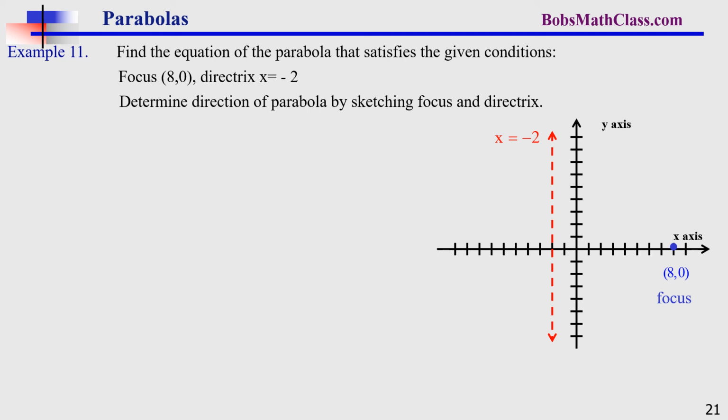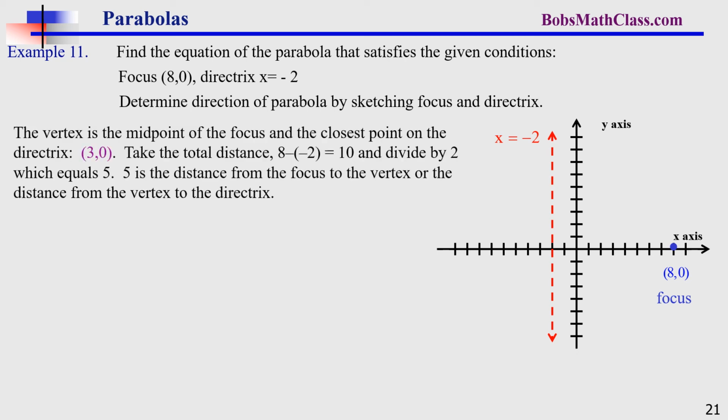And we need to find the midpoint between negative 2 and 8. Let's see, what's the distance from negative 2 to 8? It's 10 units, right? So half of 10 is 5. So you could either count back 5 from the focus, or count to the right 5 from the directrix. So that should give us the point (3, 0). That's our vertex. So the parabola then opens to the right.